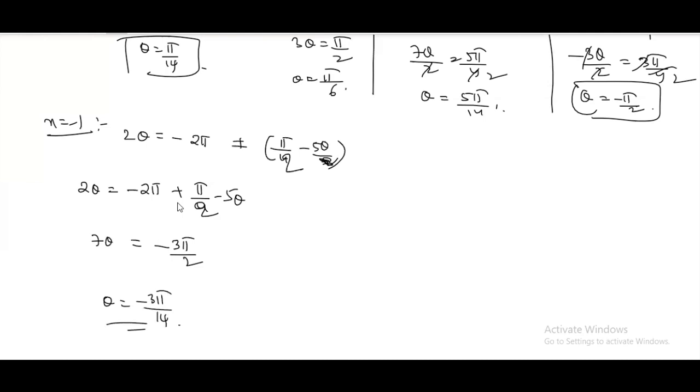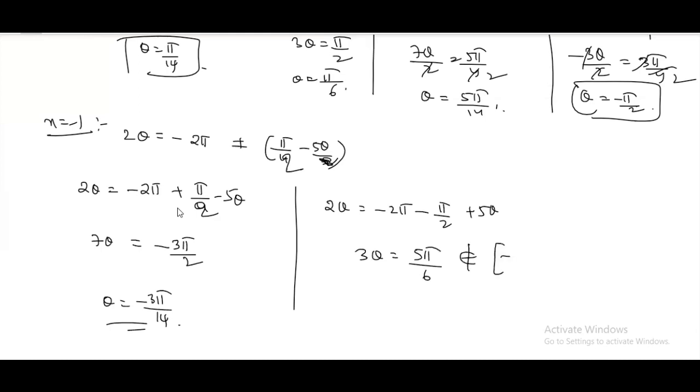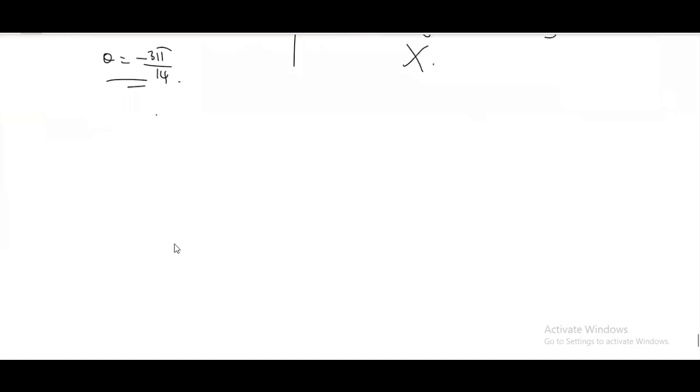Okay. So what is the other one we'll get when I take the minus: 2 theta is equal to minus 2 pi minus pi by 2 plus 5 theta. So from here we'll get 3 theta is equal to 5 pi by 6, which does not belong to minus pi by 2 to pi by 2. So that's why this solution is not possible. So how many solutions did we get here? We got a total of 5 solutions. So 5 solutions are possible for this question.